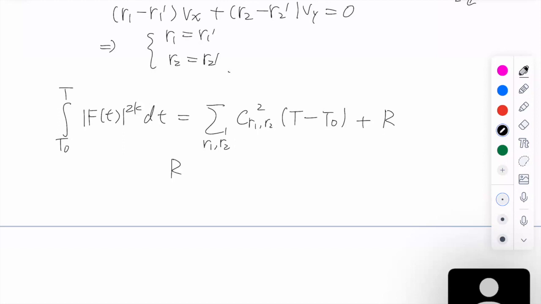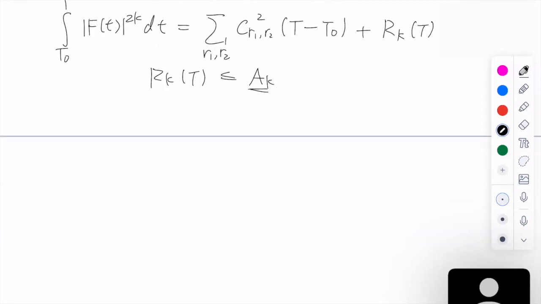And this remainder only depends on k, and it's going to be bounded. So it depends on k and t as well, but the point is that this remainder is going to be less than some a_k, and this constant only depends on k. So if we take the limit as t goes to infinity, we have the following. So the limit as t goes to infinity, 1 over t times this integral from t0 to t.